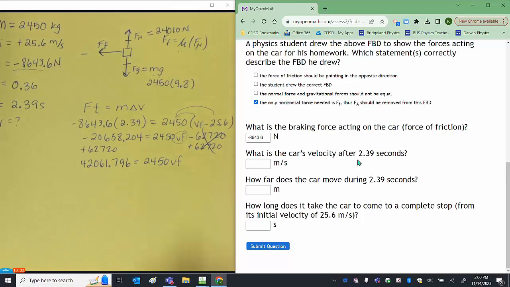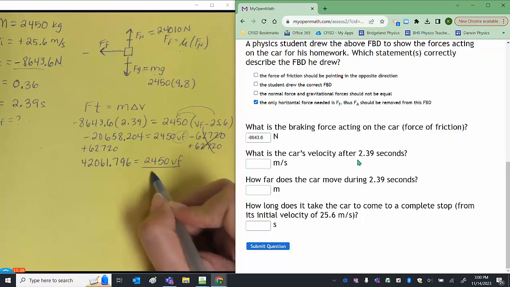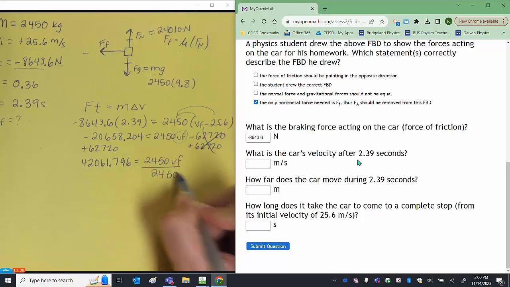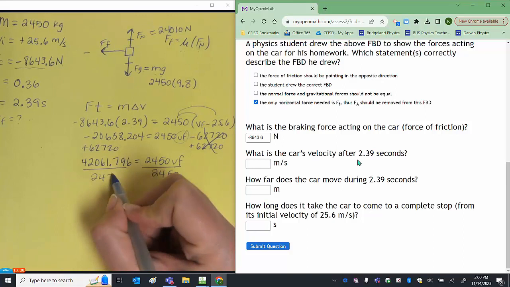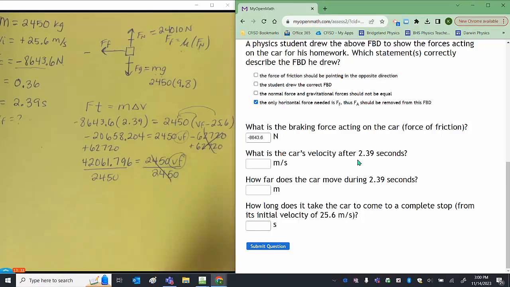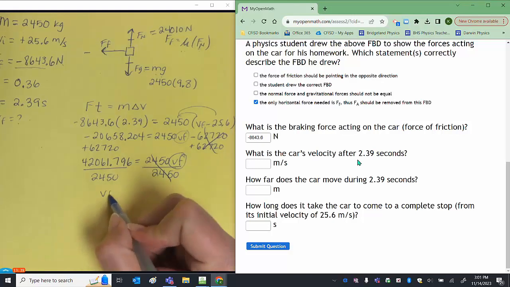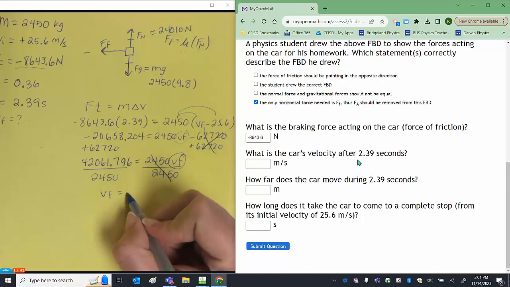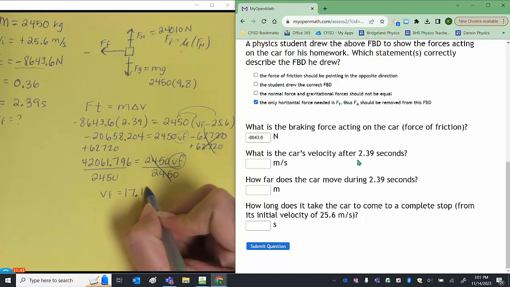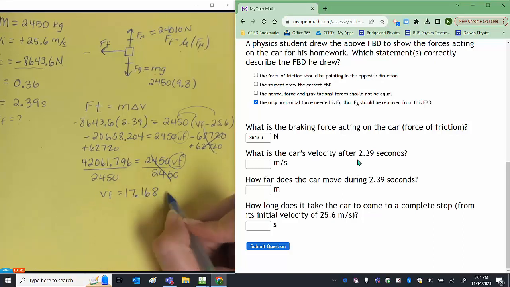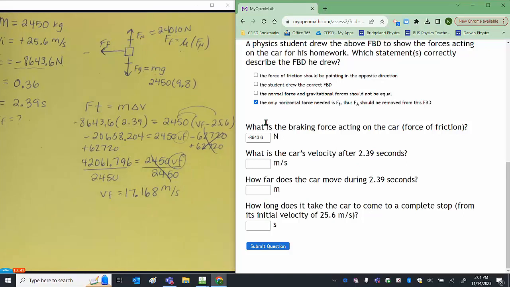I need to get this by itself, so we're going to divide both sides by 2,450 to get that by itself, and we get a final velocity of 17.168 meters per second. So let's go ahead and type that in here. 17.17 if I want to round it.